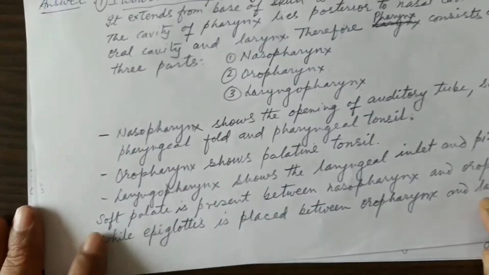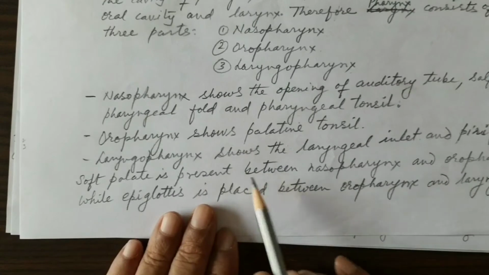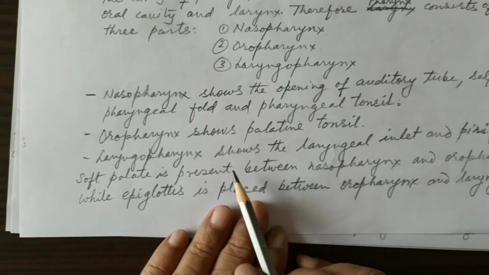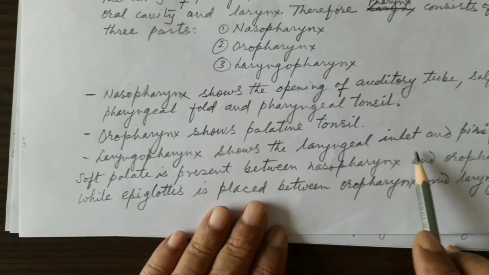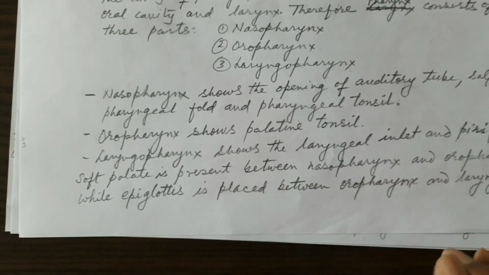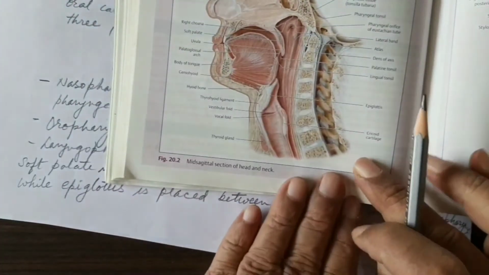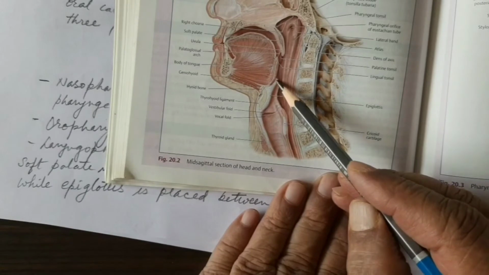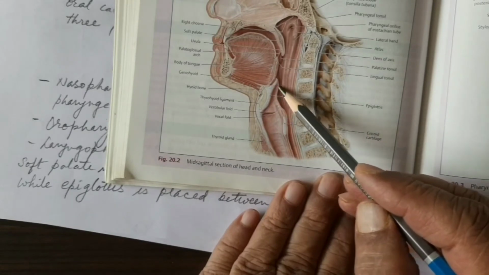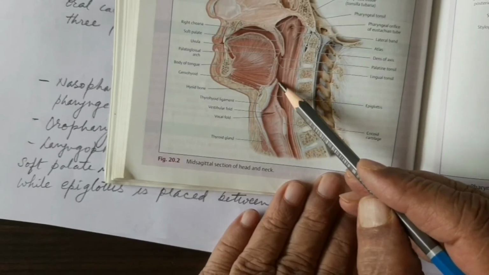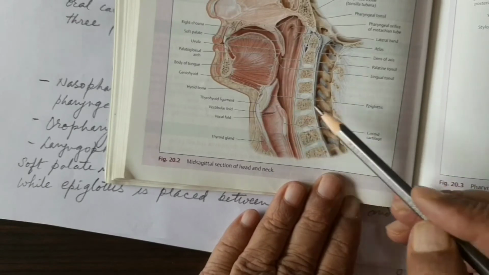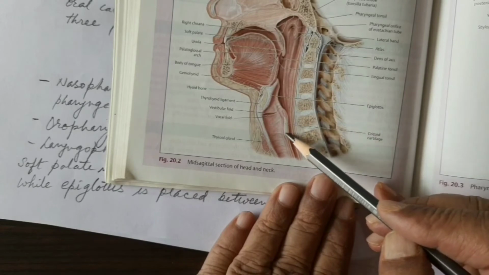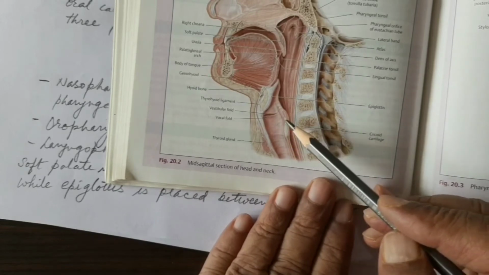Let us come to see the laryngopharynx, and what the wall of the laryngopharynx shows. It shows the laryngeal inlet and the pyriform fossa. Let us see the laryngeal inlet and the pyriform fossa in the same diagram. Now this is the epiglottis. You can see the inner surface of the epiglottis and the lateral margin in this cut section. This is the hyoid bone here, and as I said, the cricoid cartilage is here.